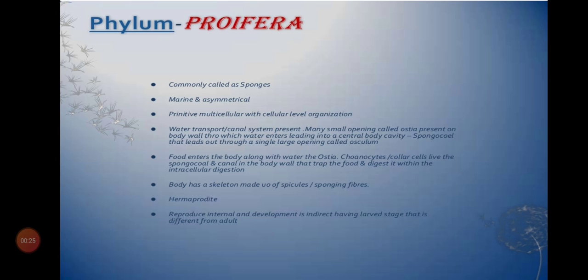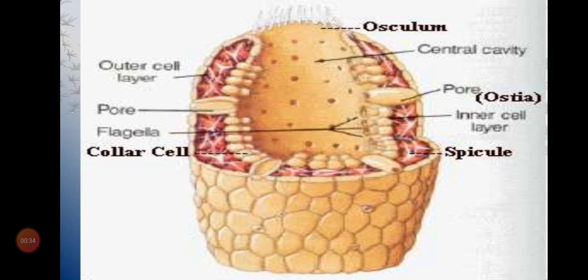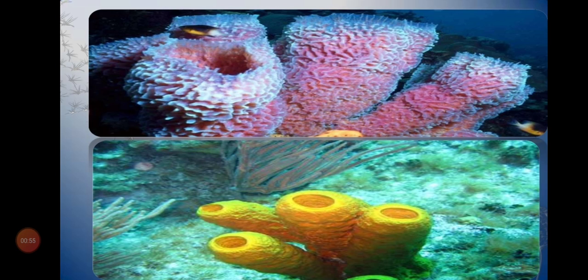Here, cellular level, asymmetrical body, and we can see the spicules in their body. Very important, the spicules are guarded by collar cells. These collar cells filter the food items with the water. Outer layer, inner layer, osculum, and the central cavity. These are the common structures regarding Porifera.